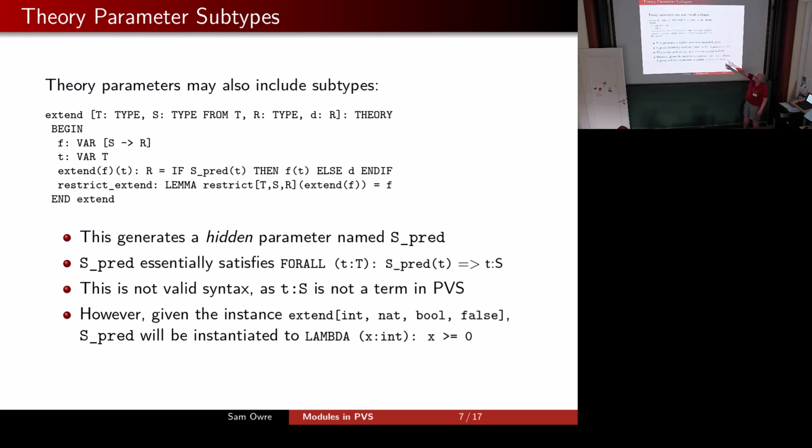So for instance, if I instantiated that with int, nat, some R type, that one isn't very important, and some element of the R type, then it would basically substitute this lambda for that S pred. So the system knows what the predicate relation between two types is, assuming that it will generate either errors if T and S are disjoint types, or a warning if they're not known to be in the subtype relation.